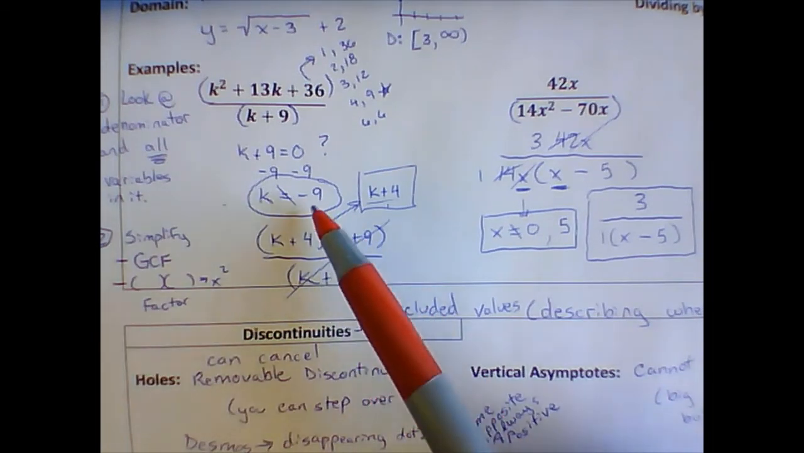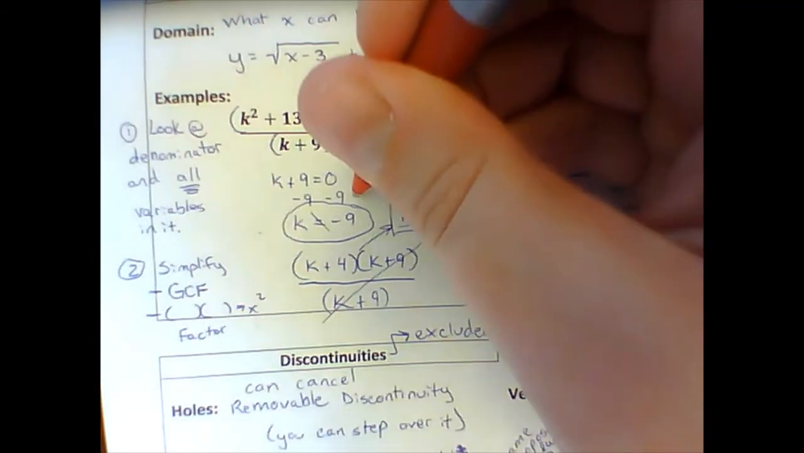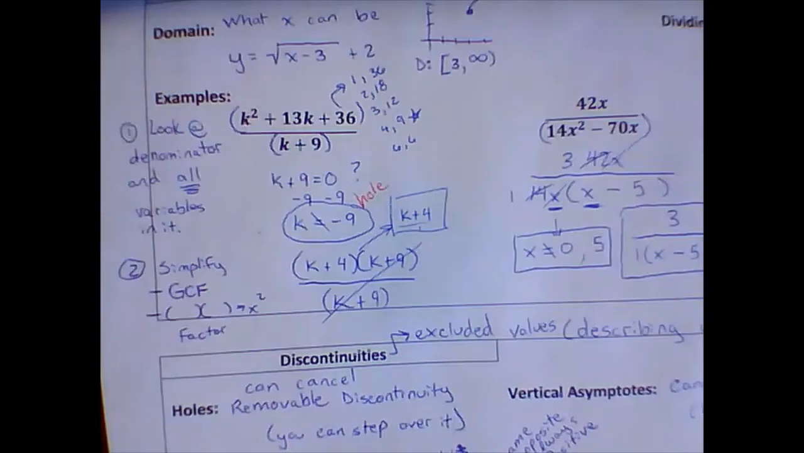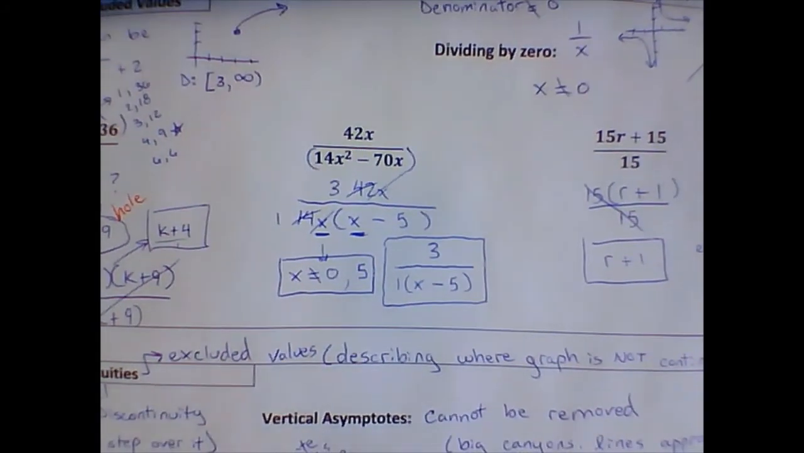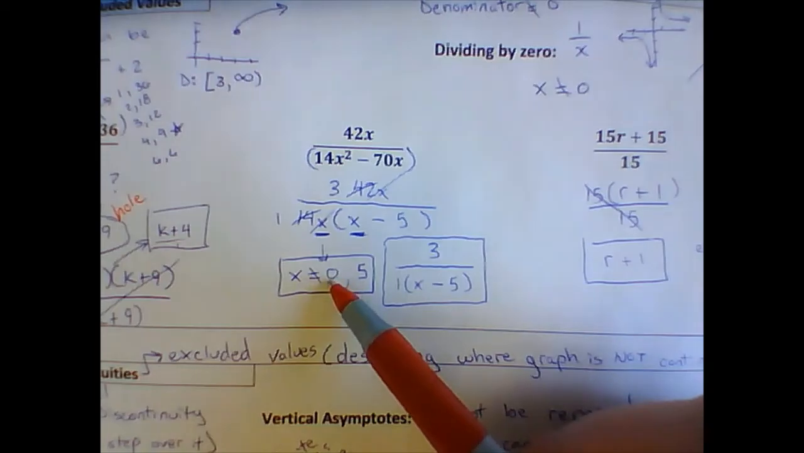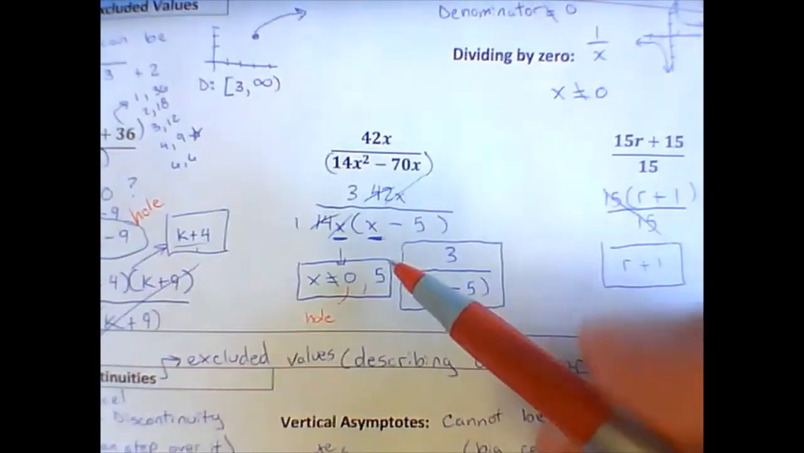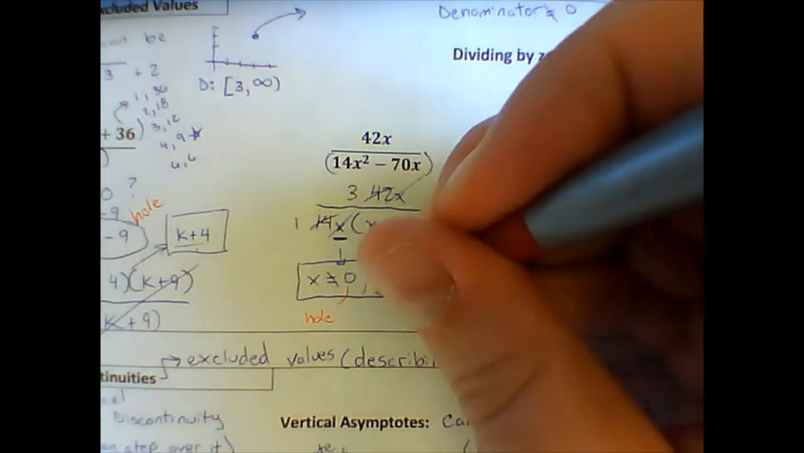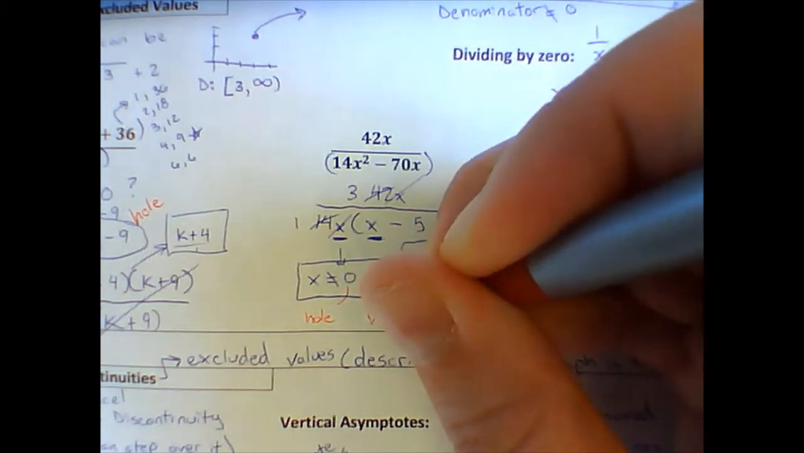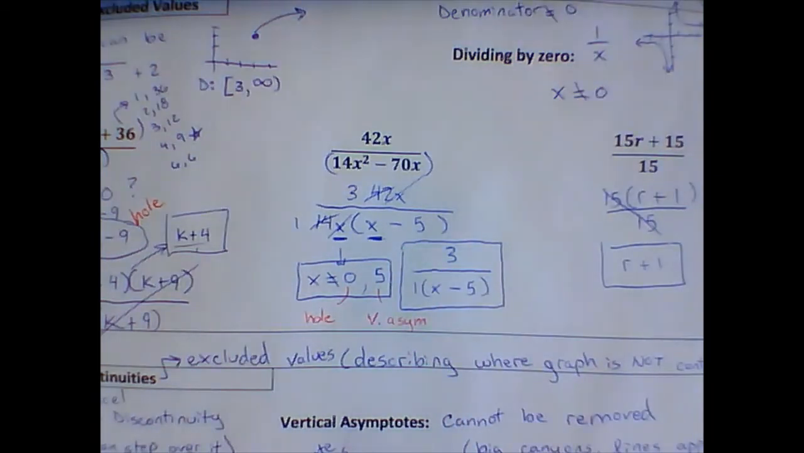Okay, so this -9, it came from something that canceled. It came from an x plus 9 that canceled. That means it's a hole. It came from something that canceled. Okay, this outside x that made the 0 also ended up canceling. So that 0, there's a hole in the graph at 0. But the 5 did not cancel. Okay, its group stuck around until the end. So there's a hole at 0, and there's a big giant vertical asymptote canyon at 5.